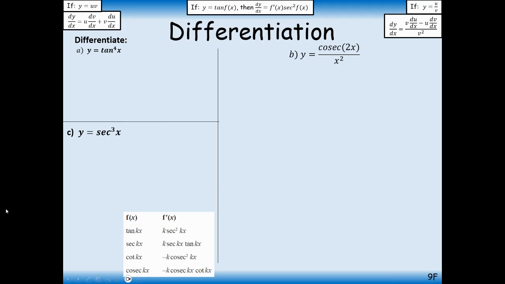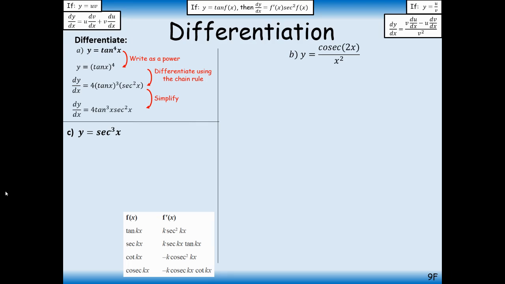To answer part A, we will simply rewrite that with the power rule, and we do know that the derivative of tan of x is secant squared. So after using the power rule, 4 tan to the power of 3 needs to be multiplied by the derivative of itself, which is secant squared. So we can simplify that as so.